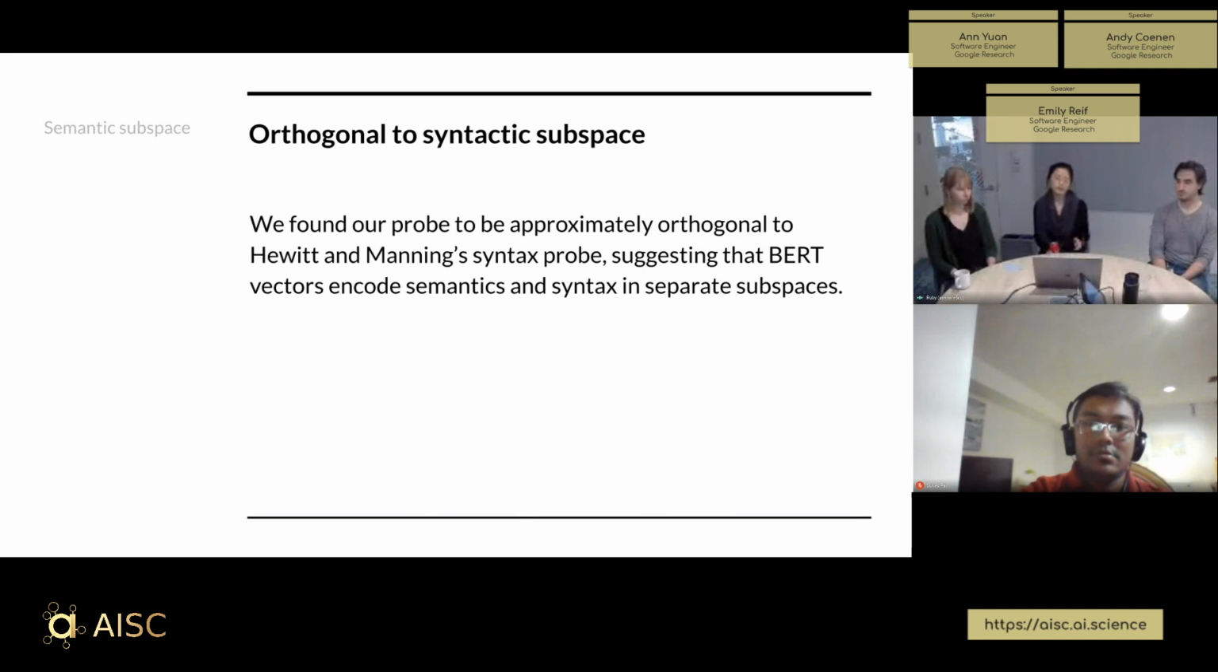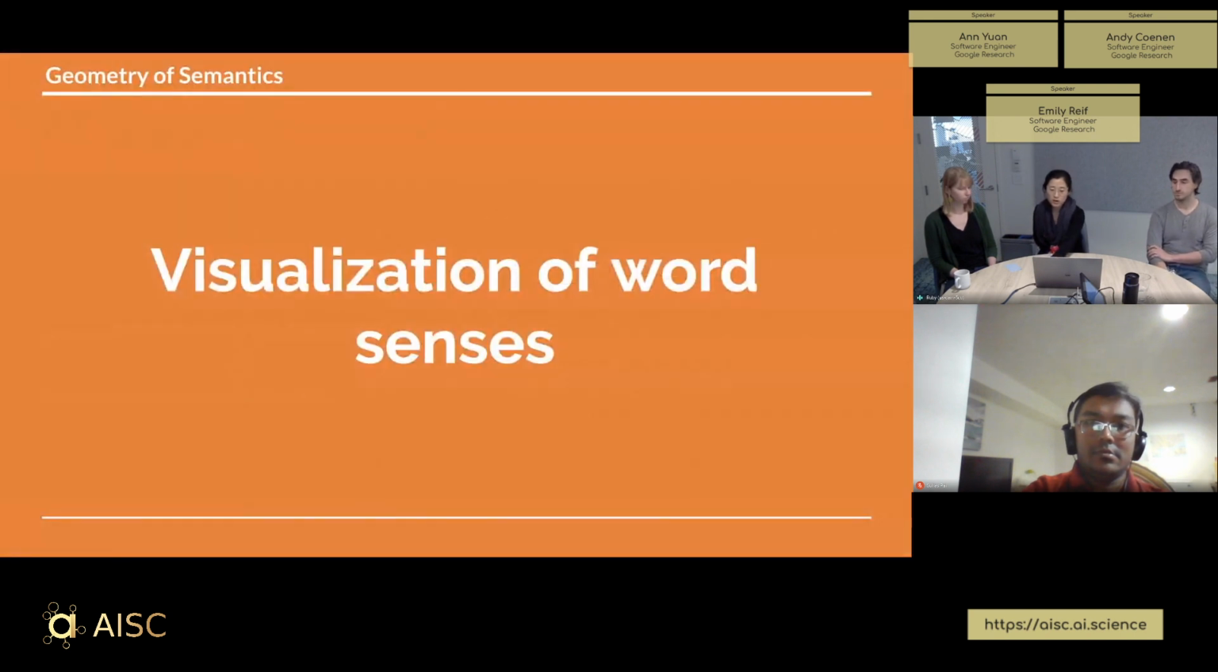And so this sort of confirms our hypothesis that BERT embeddings encode many types of information, semantic and syntactic information, but in these sort of separate orthogonal subspaces. And Emily is going to talk more about that semantic subspace.